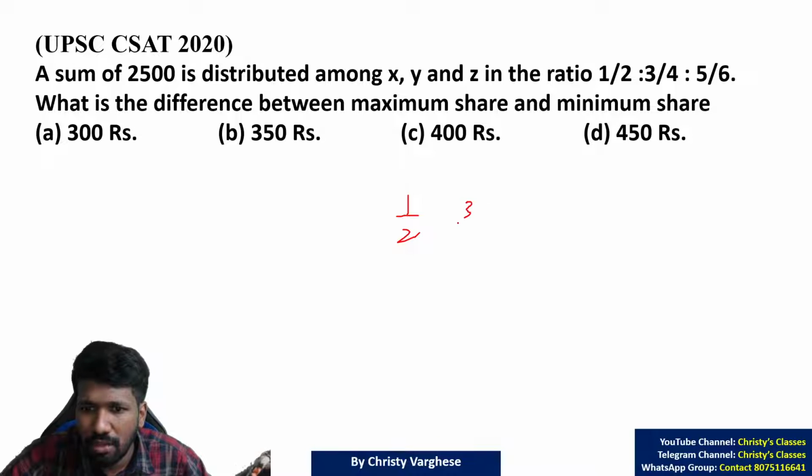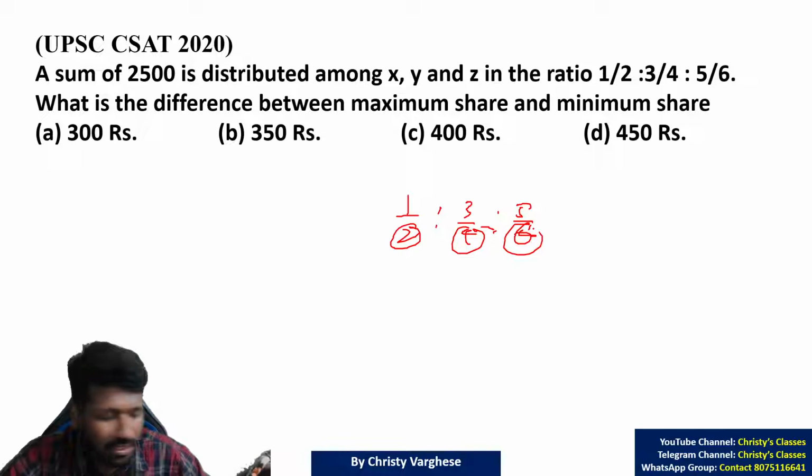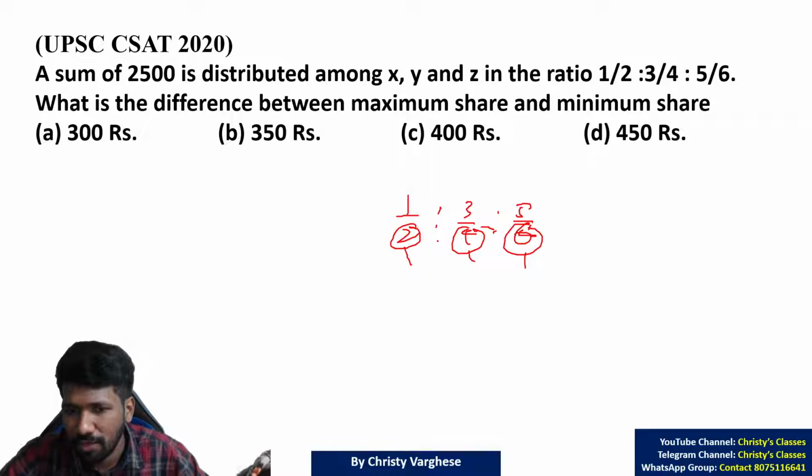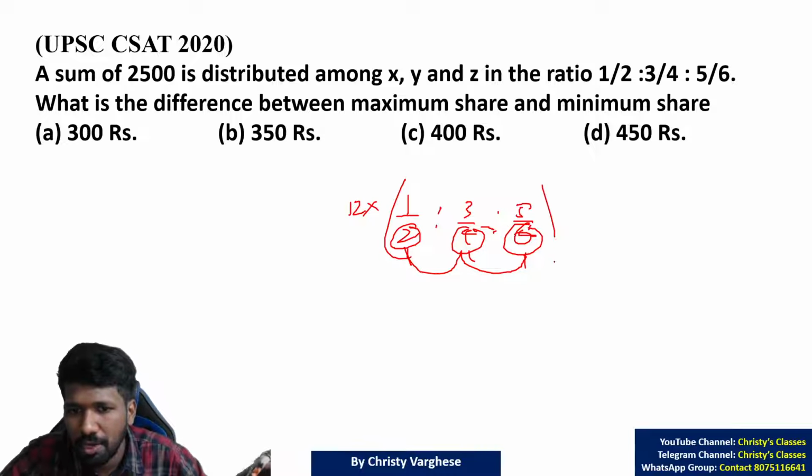So 1 by 2, 3 by 4, 5 by 6. It's a fraction ratio. You want to make it into a ratio of natural numbers. That is why you have to cancel the 2, 4 and 6. The easiest way to cancel that is to multiply by a common multiple of 2, 4 and 6, or the least common multiple, LCM, which we discussed 3-4 lectures before. The LCM of 2, 4, 6 is 12. So I am multiplying all numbers by 12.